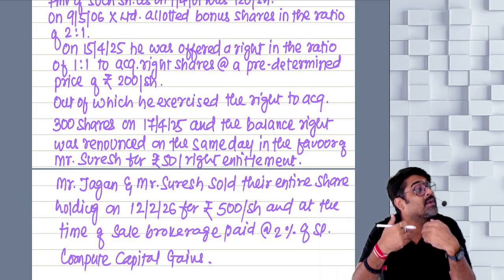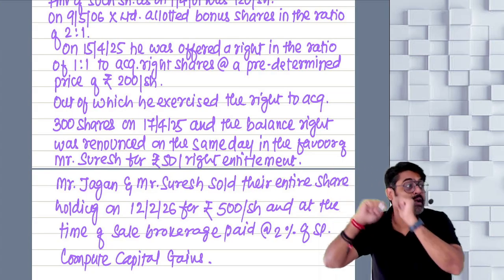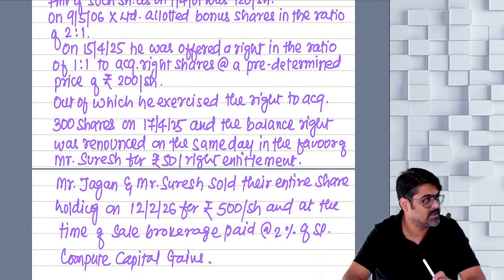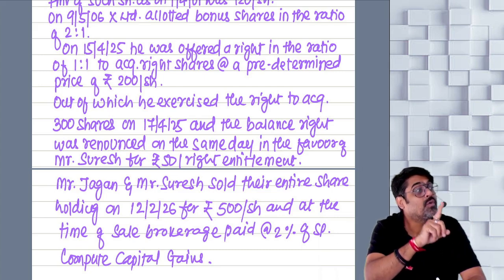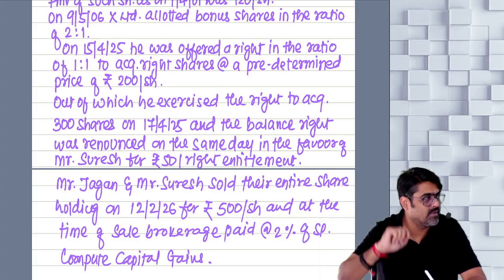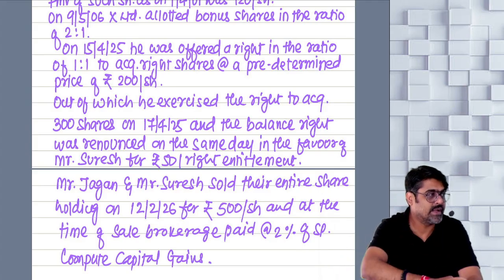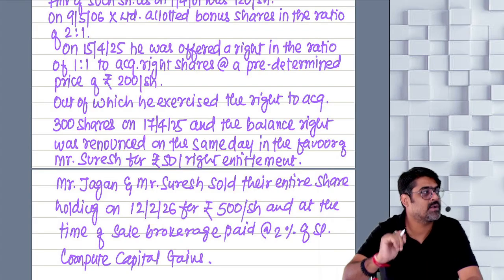If you are giving him a right of 450 shares, now he can buy those 450 shares at a very cheap price of rupees 200 per share from the company. Wouldn't you ask something from Suresh? So you asked Suresh to pay 50 rupees for each right which you are giving him. How many rights are you giving him? 450 rights. For 450 rights, you are charging 50 rupees per right from him.